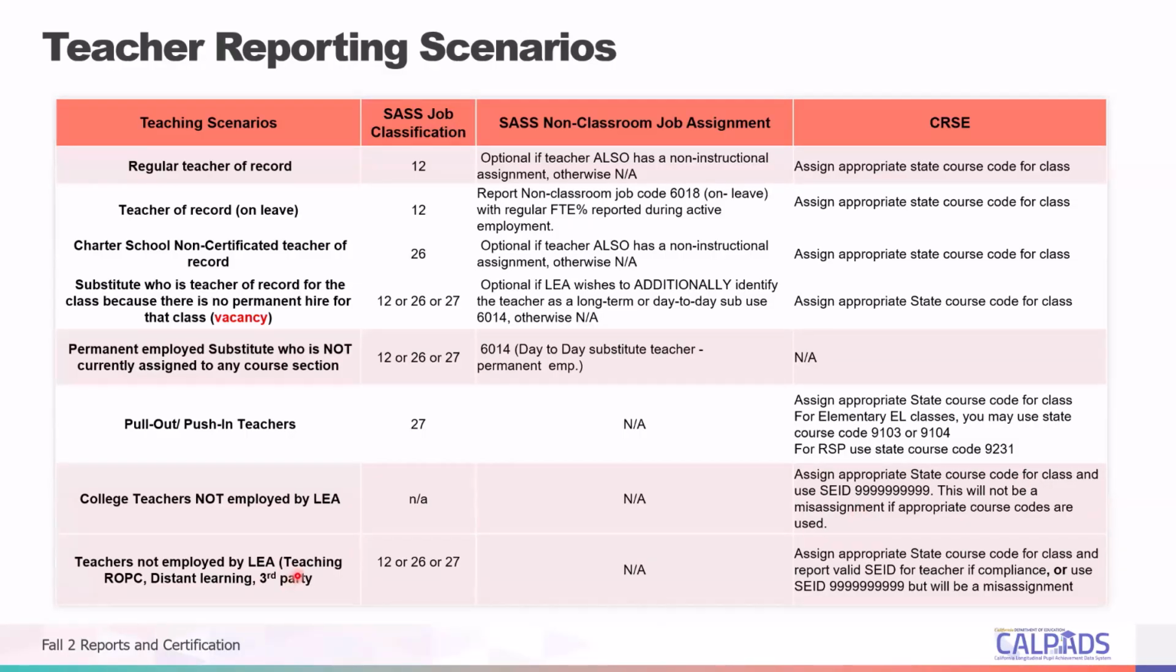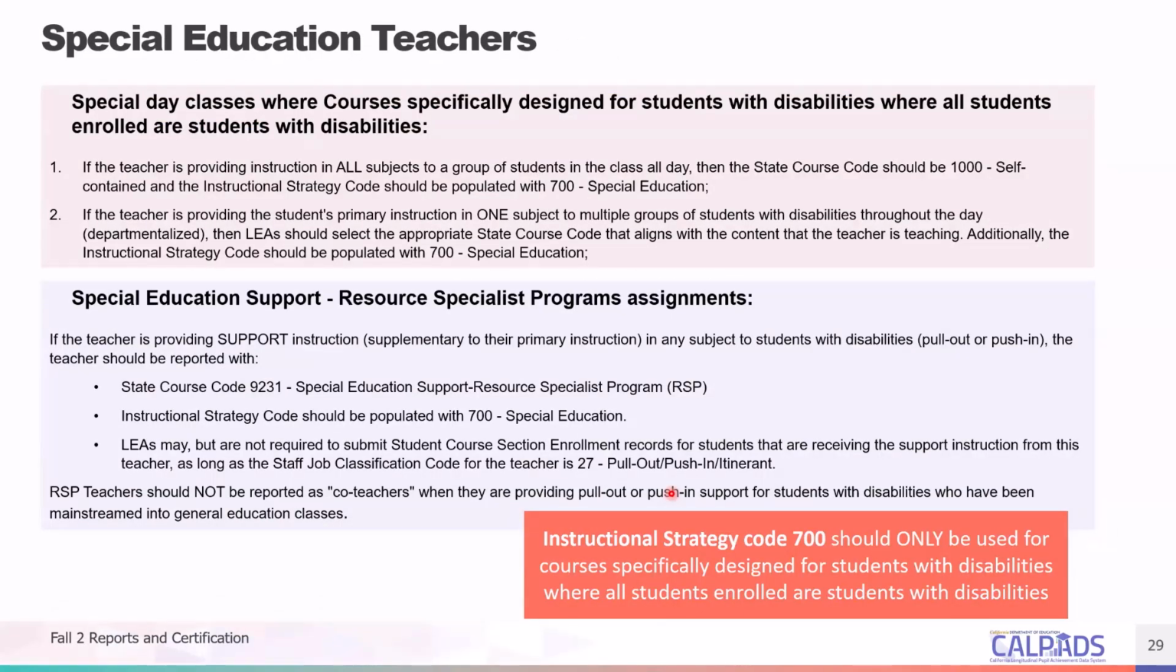Then you have teachers not employed by the LEA. So you have teaching ROP, distance learning, third party. It is important that they have valid SEEDs if they are teaching a non-CTE course or non-college courses. If you just assign a generic SEED 999 because those teachers don't have any valid SEEDs, then this would be an automatic misassignment.